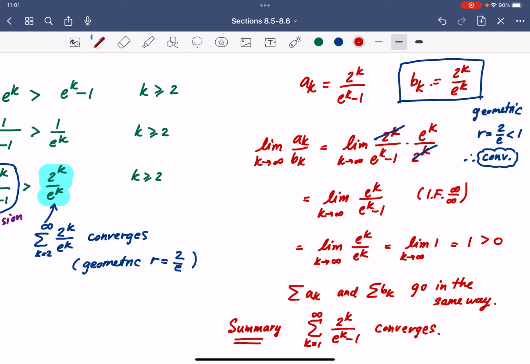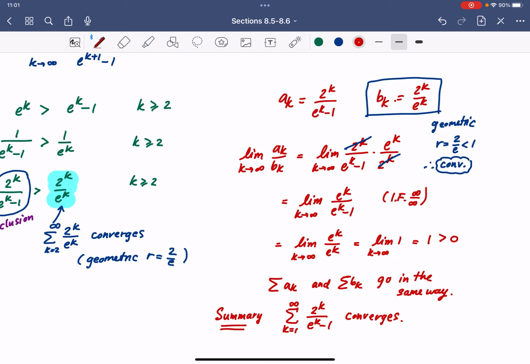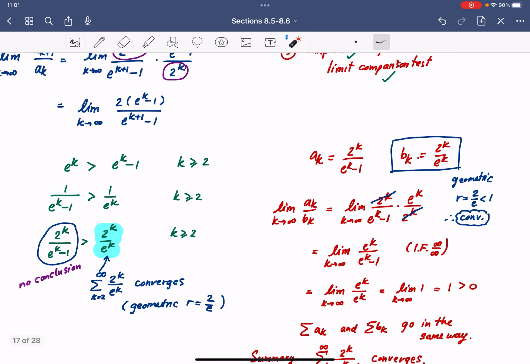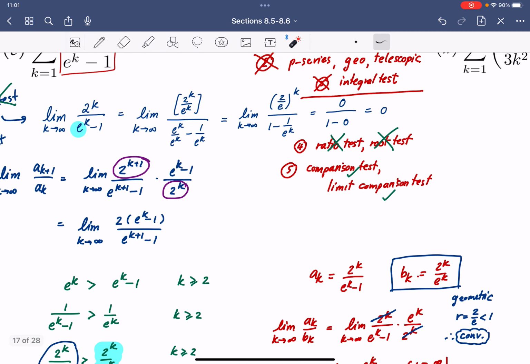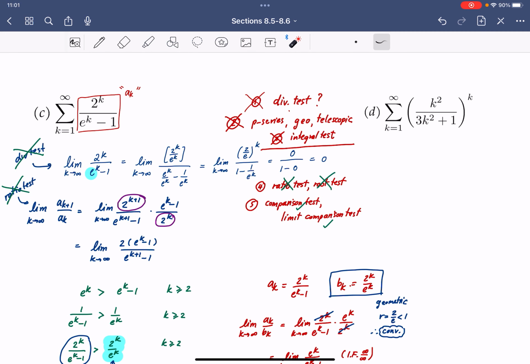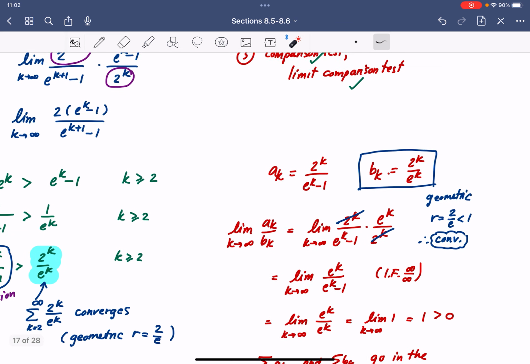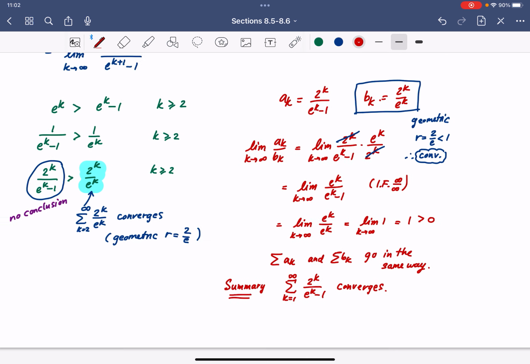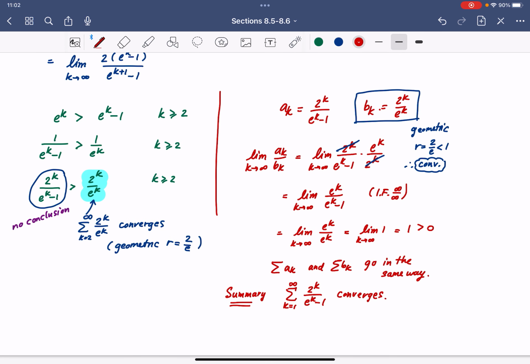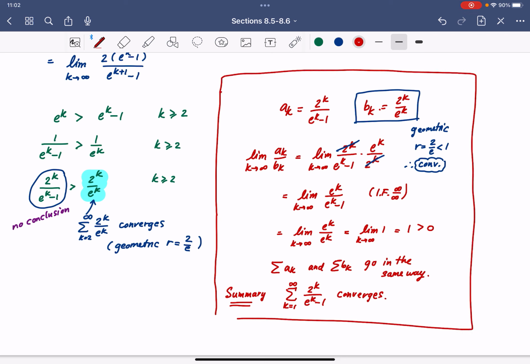It will not work for the ratio test, because if you use the ratio test, you get the limit equal to 1, and for the ratio test, 1 is not a good number, because you get no conclusion. So this is the one that is the answer. Hold on. Correct one.